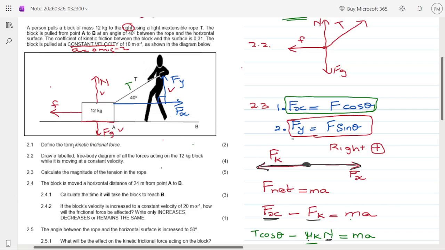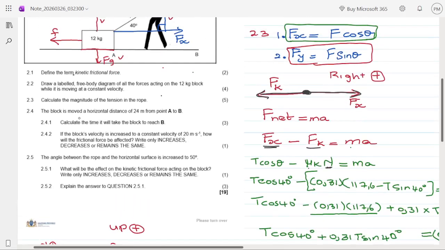So now let's work on the next question. They said that the block is moved horizontally a distance of 24 meters from A to B. So the distance from A to B, we are given as delta x, it equals 24 meters.